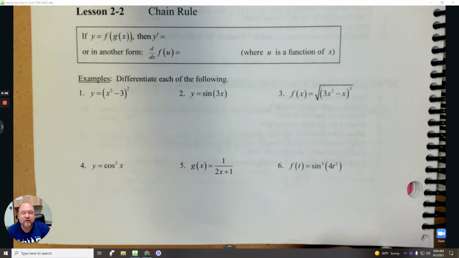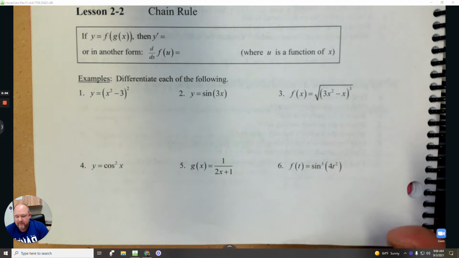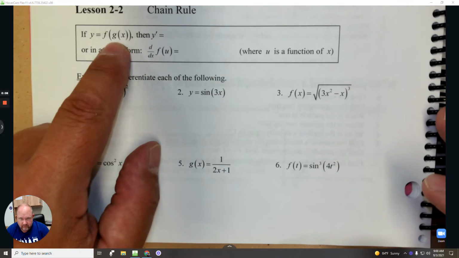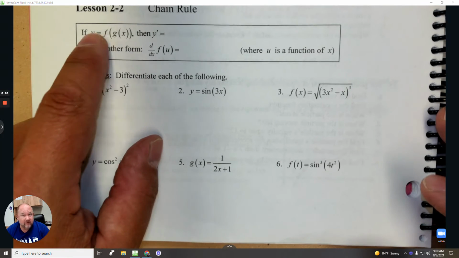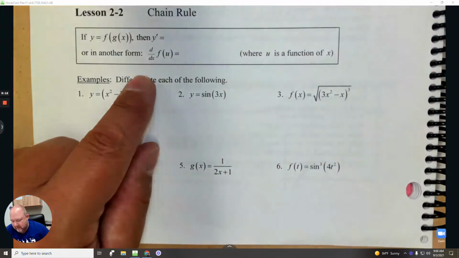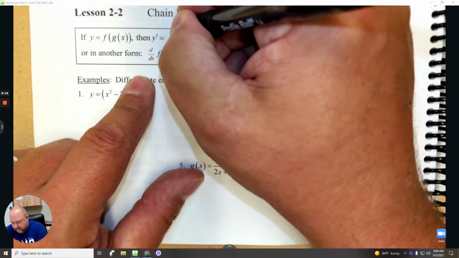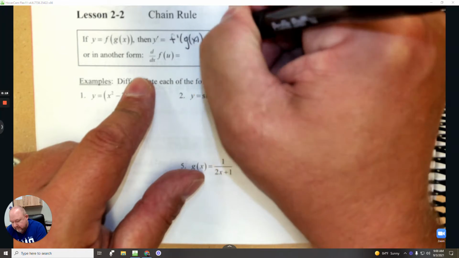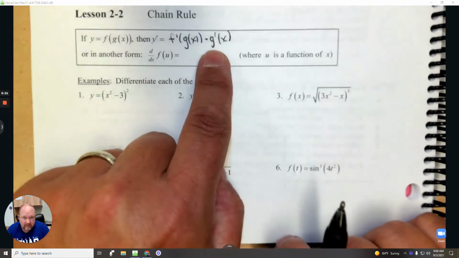Lesson 2.2 on the chain rule. There are two ways to think of the chain rule. One is to think of it as a composite function, when there's one function inside of another one. And then the chain rule is the derivative of the outside times the derivative of the inside. That's one way to think of the chain rule.